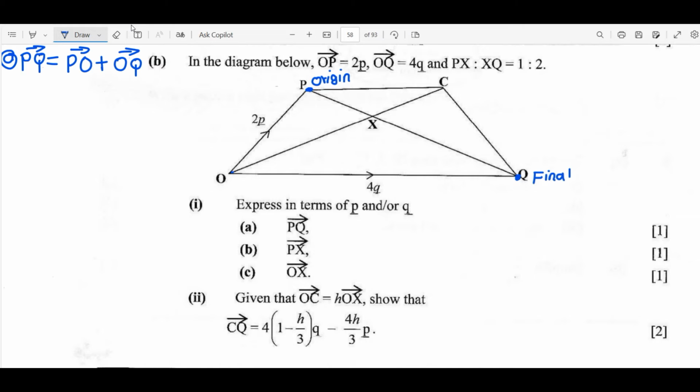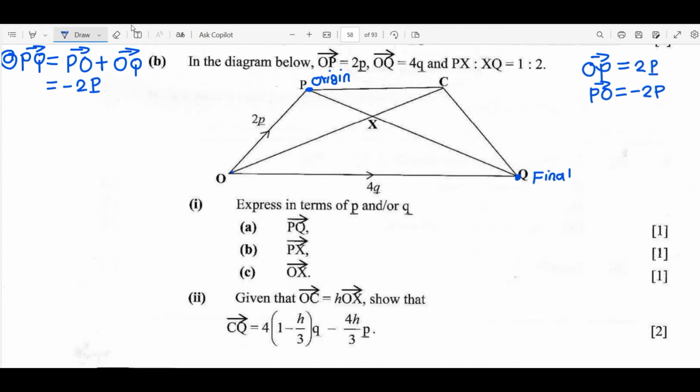Now let's look at this. So the vector OP is equal to positive 2P. Now what of PO? So PO is like moving against the direction. So whenever you are moving against the direction, you are supposed to introduce the negative sign. So this will give us negative 2P. So it's very important to do that. So we'll say PO is equal to negative 2P.